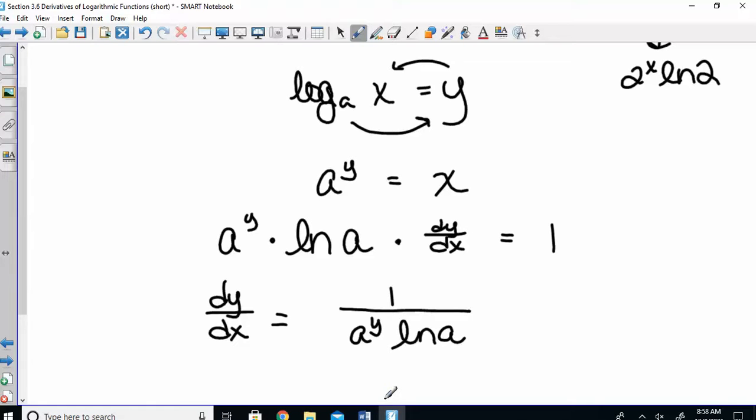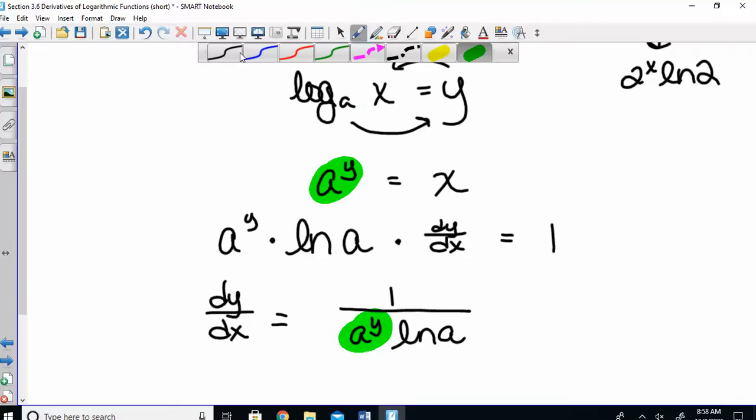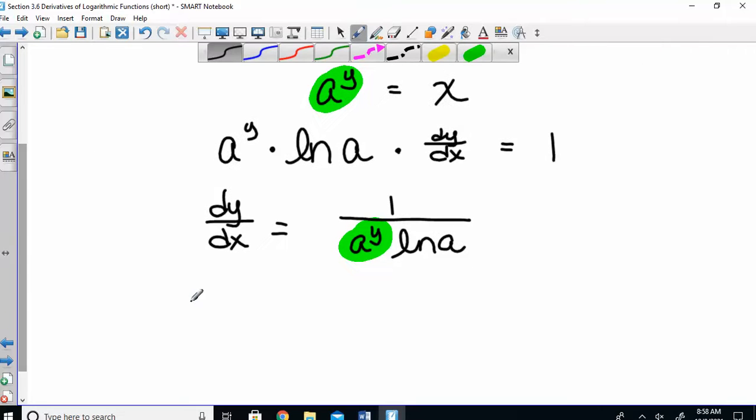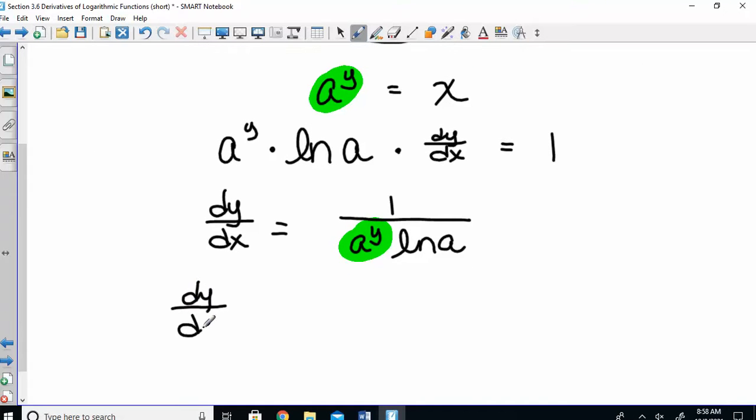And we can go one more step. What is a to the y equal to? x. So if I subbed that back in, the derivative is 1 over x times the natural log of a.